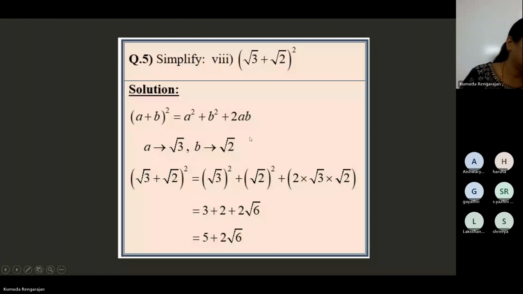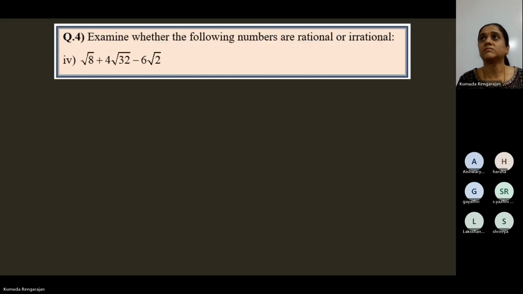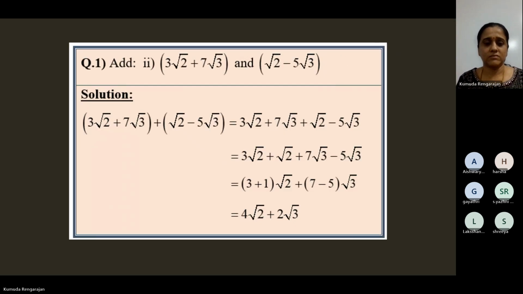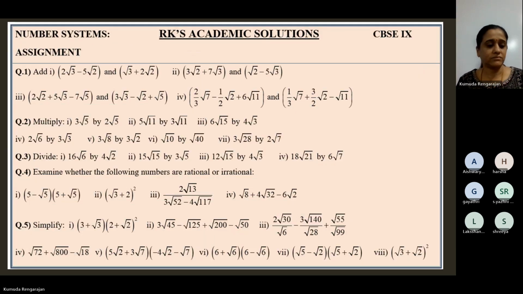I'll just share my screen. Yeah, online students, I've shared my screen. Visible to all of you? Yes, ma'am. Okay, ma'am, it's visible. Very good.